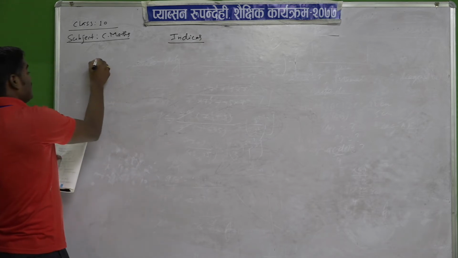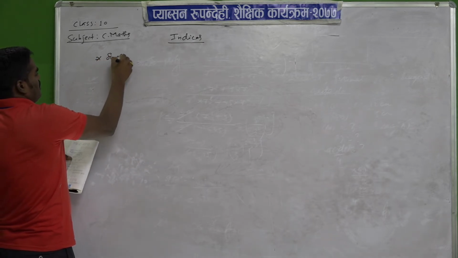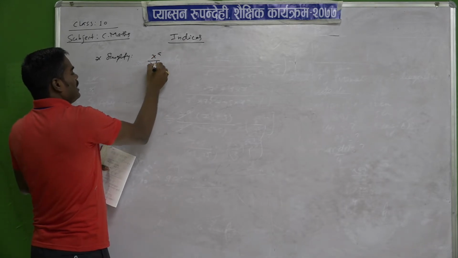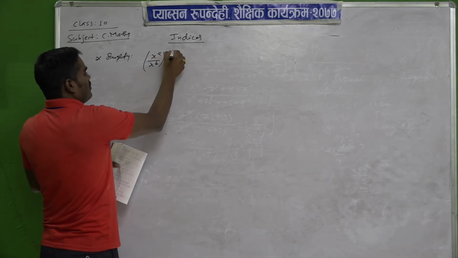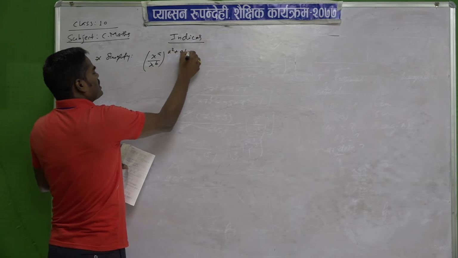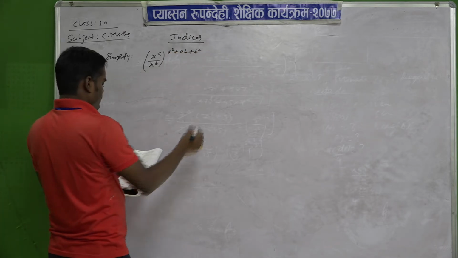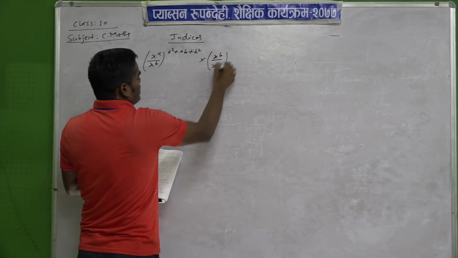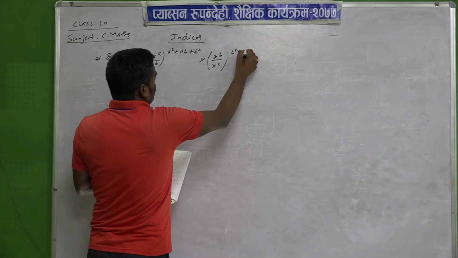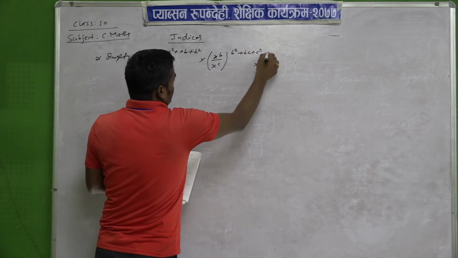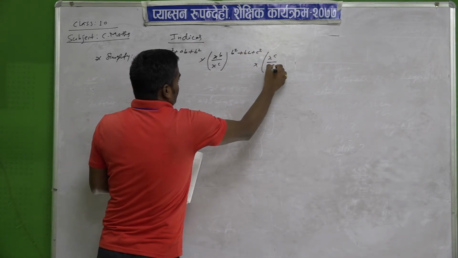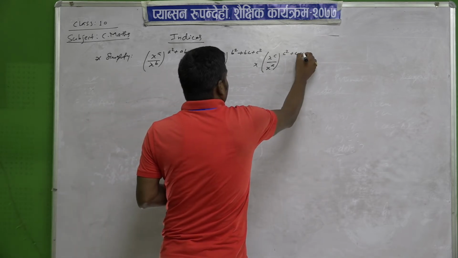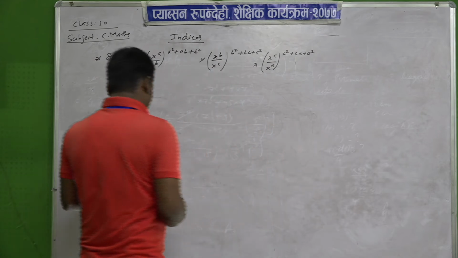So see there, simplify. What is given there? x power a upon x power b, whole power a square plus ab plus b square, and likewise x power b upon x power c, whole power b square plus bc plus c square, and likewise x power c upon x power a, whole power c square plus ca plus a square.